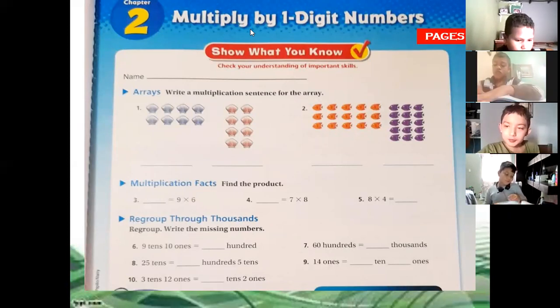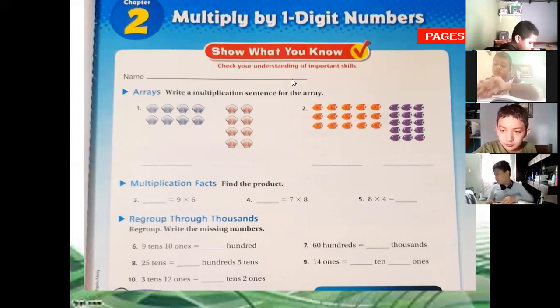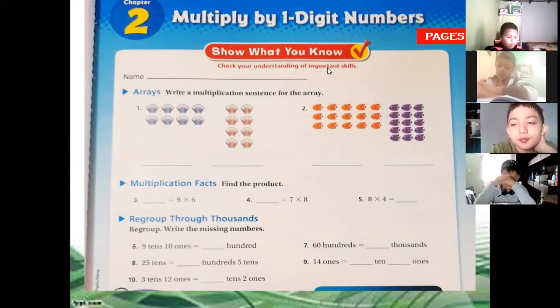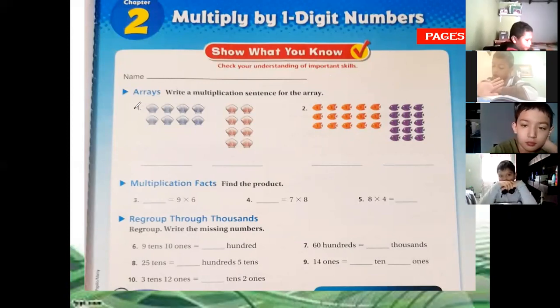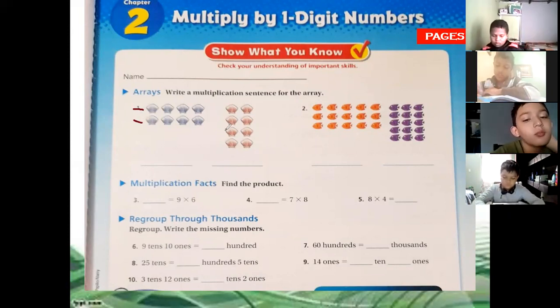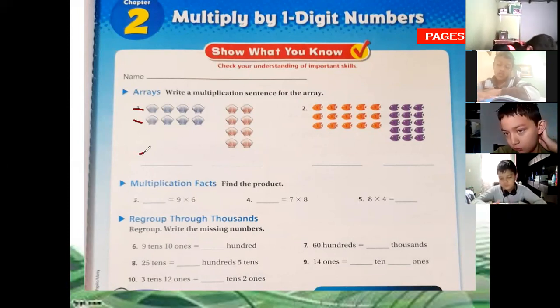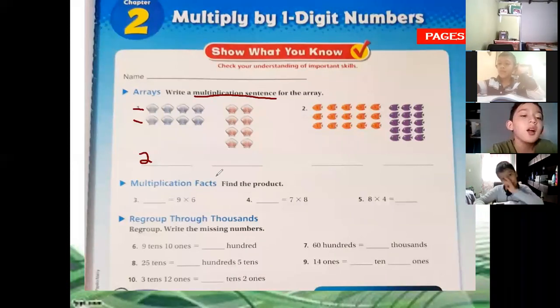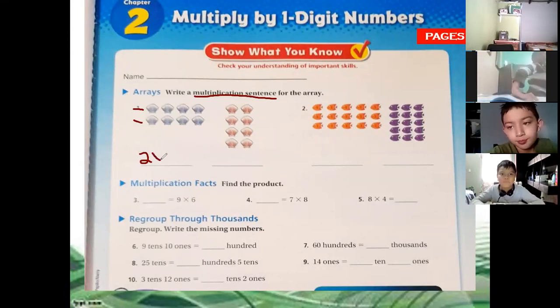How does the array work? It works like this. You count the number of lines. How many lines does this one have? 2. Okay, because we are going to write a multiplication sentence. Why multiplication sentence? Because it's going to be written in a line, one line. Okay, so it's 2 times.